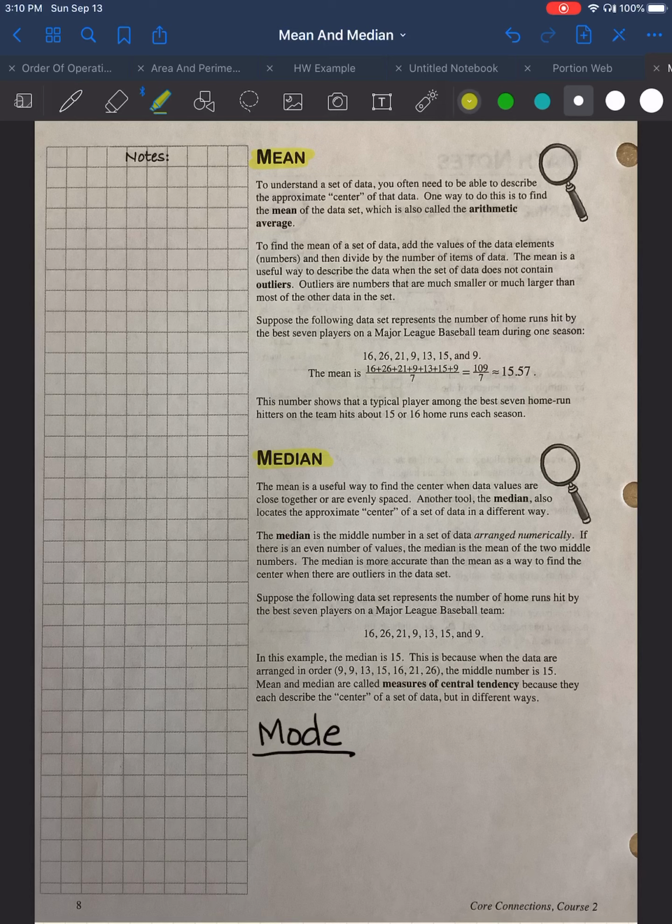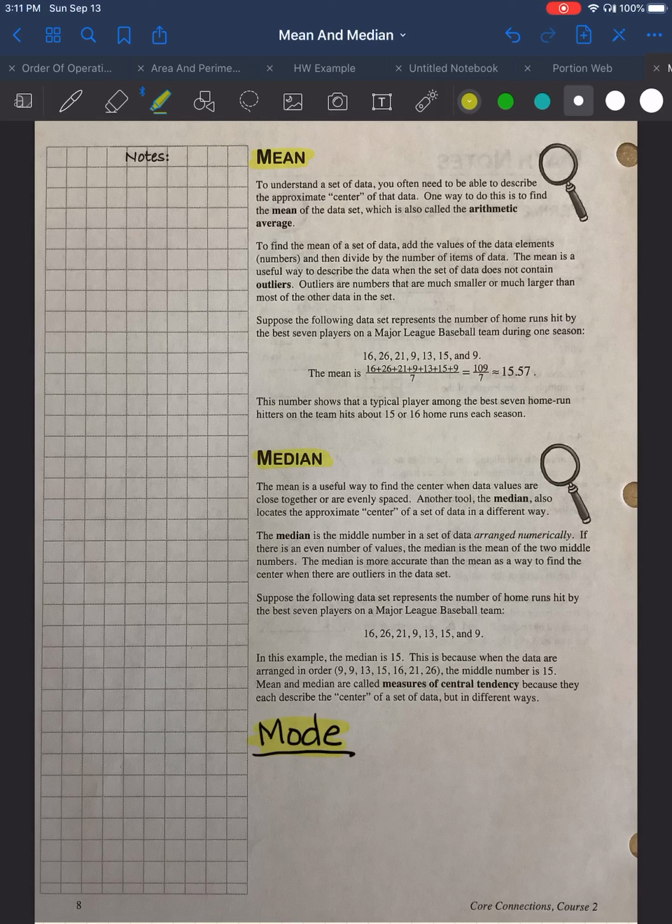Okay, mean, median, and mode. All these are different ways to find the middle of a set of data. That's a group of numbers. But there's different kinds of middle. There's the actual number in the middle, there's the calculated number in the middle, or there's the number that we see more than other numbers, which we could sort of call the middle. So those are what those three types of middle are.